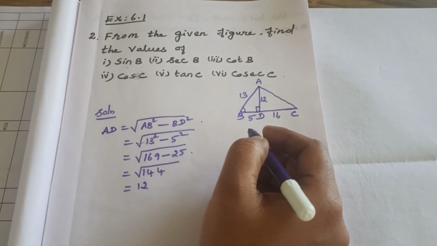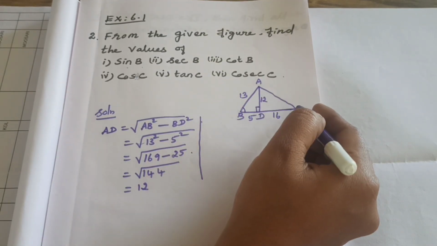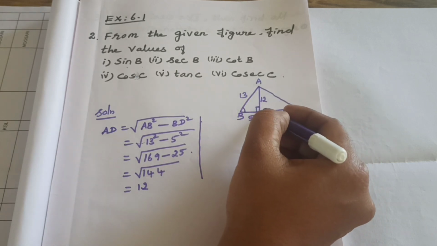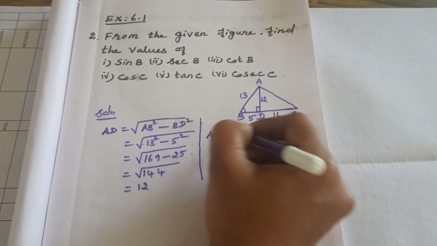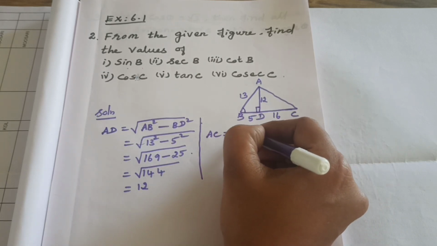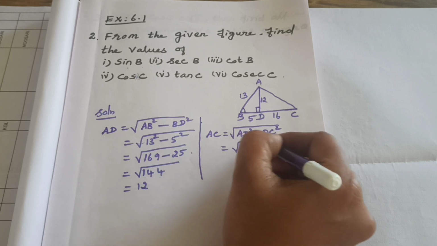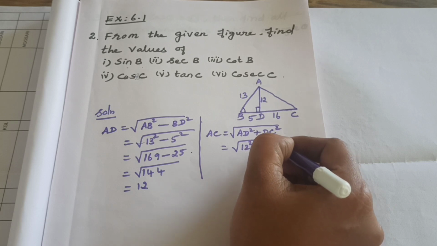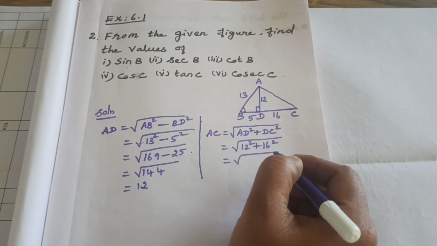Am I correct? Then like that we have to find out AC value also. Shall we find AC? This is the hypotenuse. Hypotenuse square is equal to the sum of the squares of the other two sides. Here 90 degrees, the side opposite is called the hypotenuse. That means AC is equal to square root of AD square plus DC square. Then equal to square root of AD, what's the value? 12, isn't it? 12 square, plus DC is 16 square. Correct? Then equal to square root of what we will get?